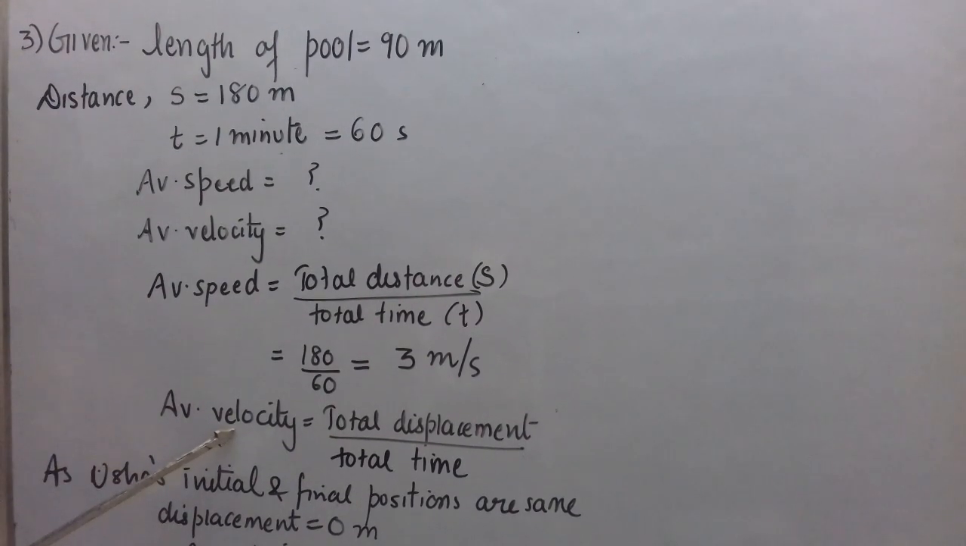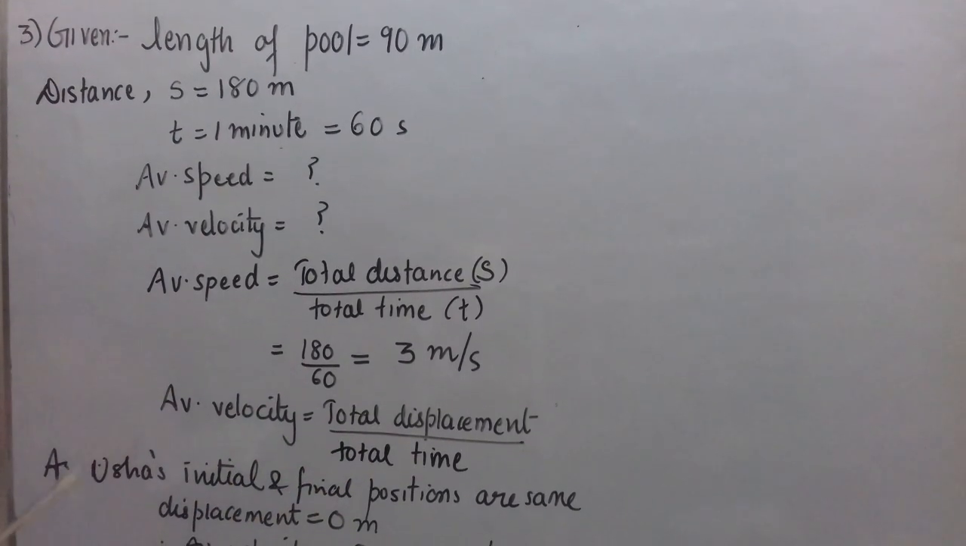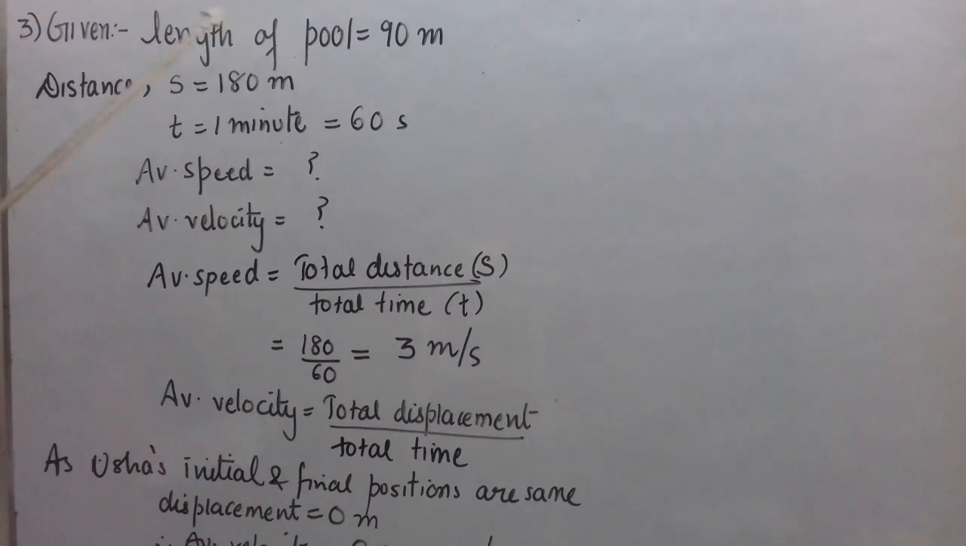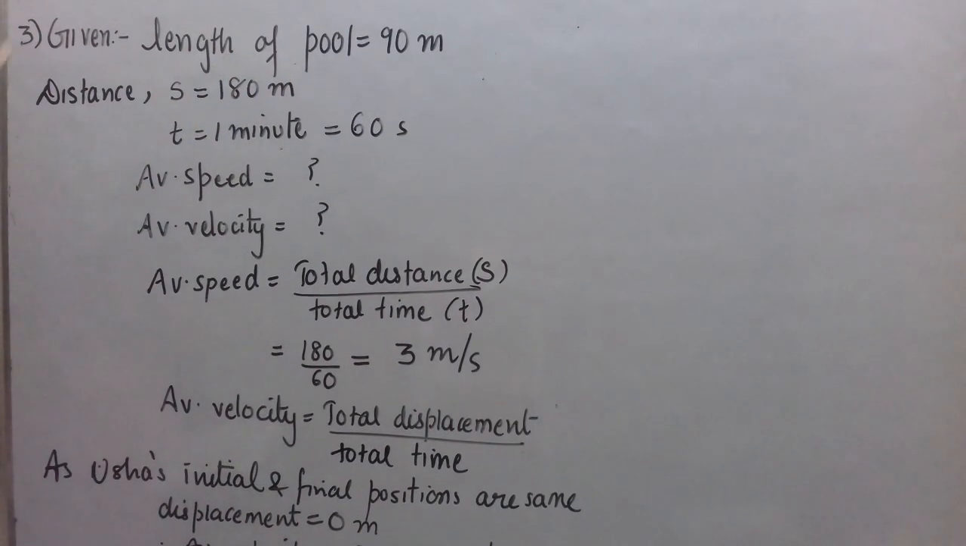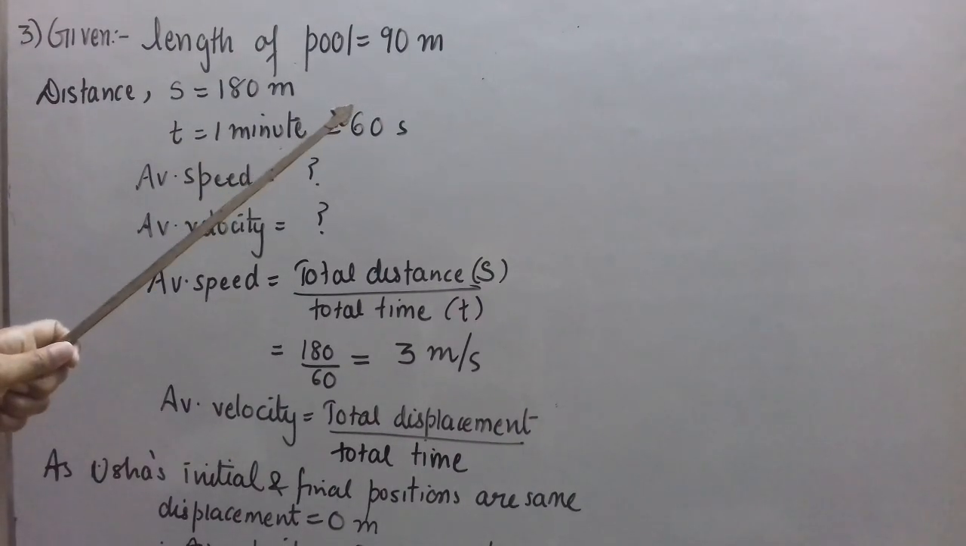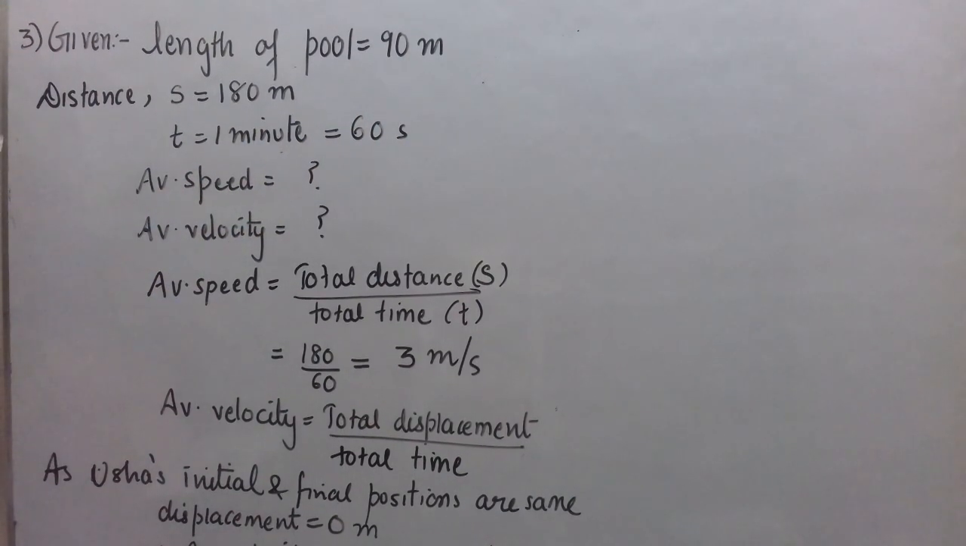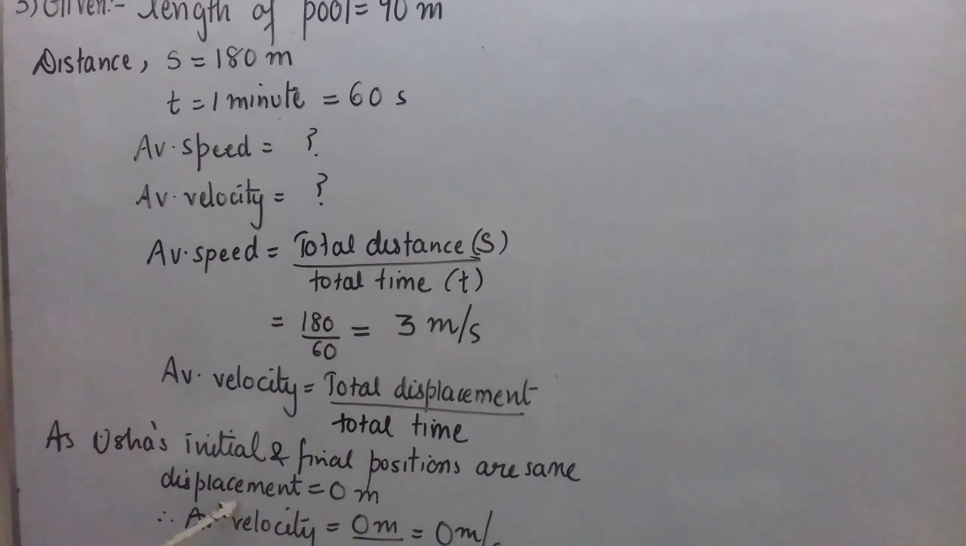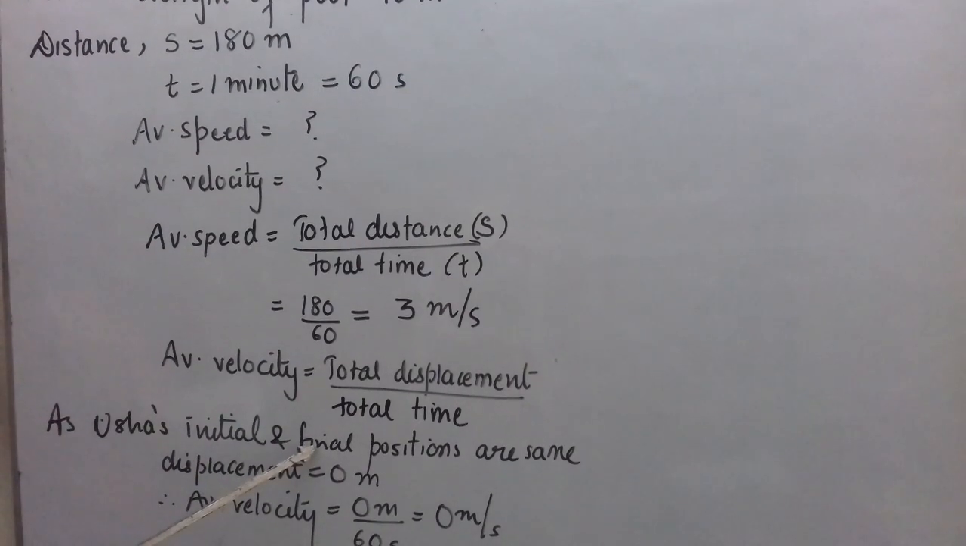What is average velocity? First we should write the formula: total displacement upon total time. Now Usha swims along the same path and returns back to the same final position. As Usha's initial and final positions are the same, because the length of the pool is 90 meter and it is straight, she goes straight, covers 90 meter and comes back along the same straight path and then covers 180 meter. It means Usha's initial and final positions are the same. So displacement is 0 meter, because it is the shortest distance from initial to final position.